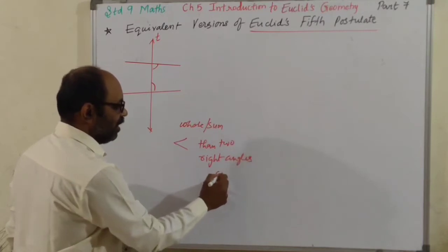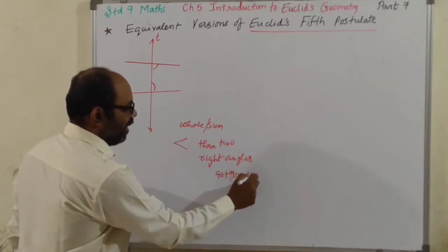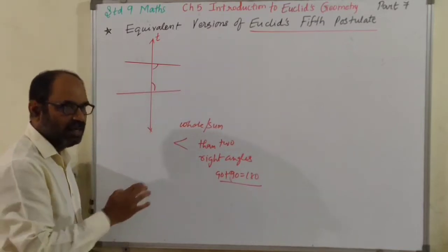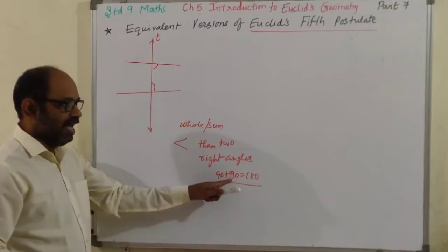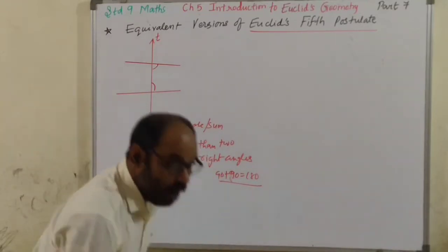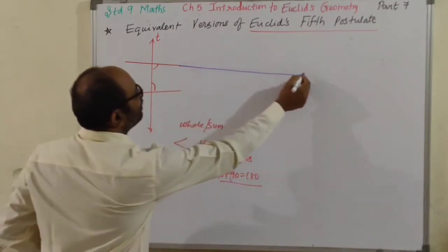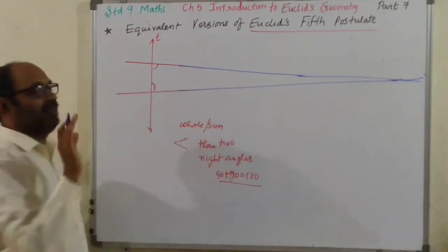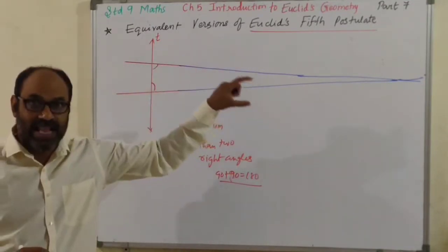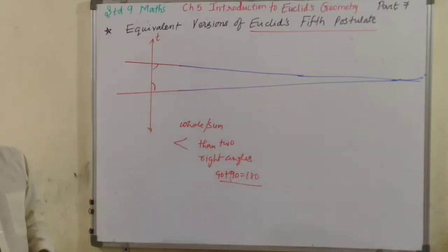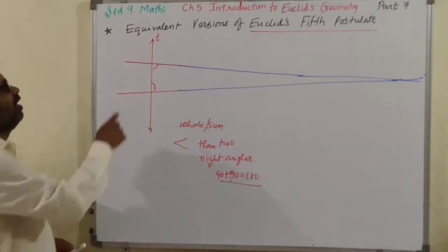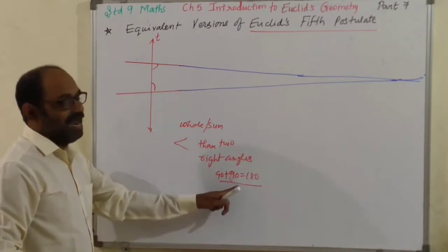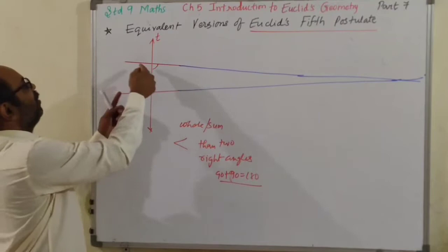Less than two right angles means 90 plus 90, that means 180. Correct? So if this pair of interior angles on the same side of the transversal is chosen, and if they are taken together and the whole is less than two right angles, less than 180, then if you produce these lines, they will meet somewhere. If you produce these two lines on that side, then they will meet. This is Euclid's fifth postulate, which means if the interior angles on the same side of the transversal are greater than two right angles, greater than 180, then these lines will never meet, you can imagine.